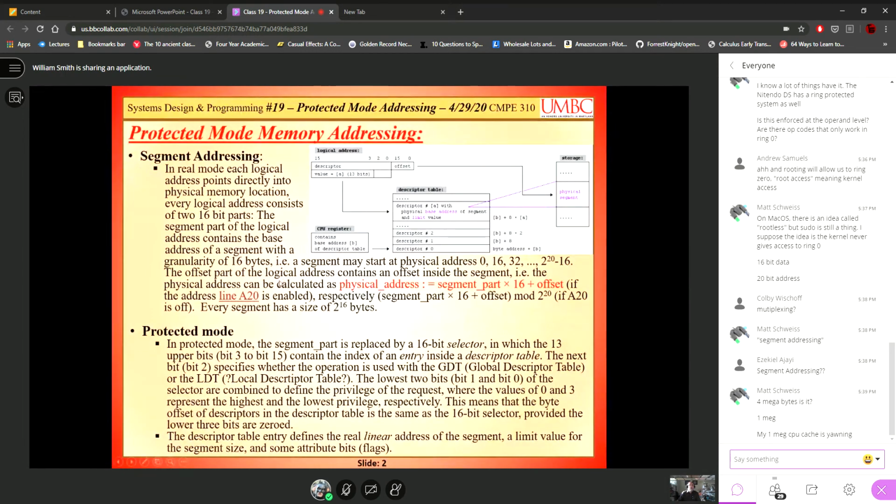Okay, so what we're talking about here with segmented addressing, remember, is that the physical address is equal to the segment part times 16 plus the offset. And that's if the address line A20 is enabled. Now remember that A20 would be the 21st address bit, and they're pointing that out here a little bit. Every segment has a size of 2 to the 16th bytes. All right.